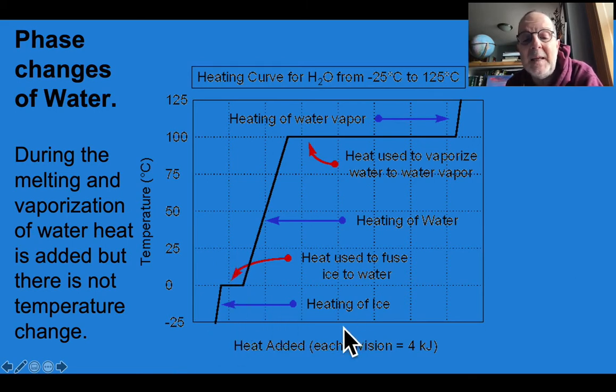gradations of heat being added in joules at a rate of 4 kilojoules. We don't know how much ice we're dealing with, but typically we would consider this to be 1 gram. So we'd have a gram of ice, and we'd want to know how much heat we need to add to it in order to change its phase from a solid to a liquid.